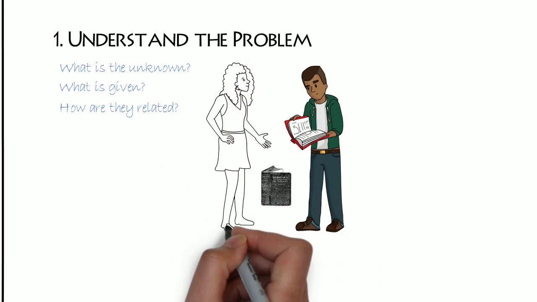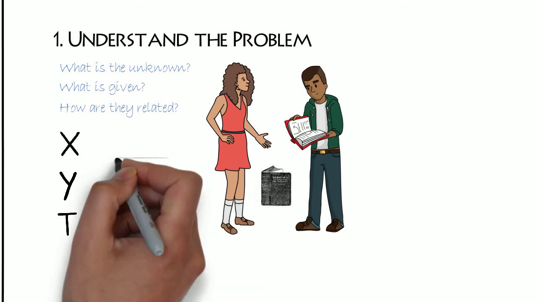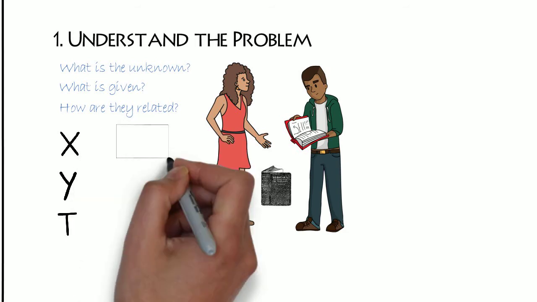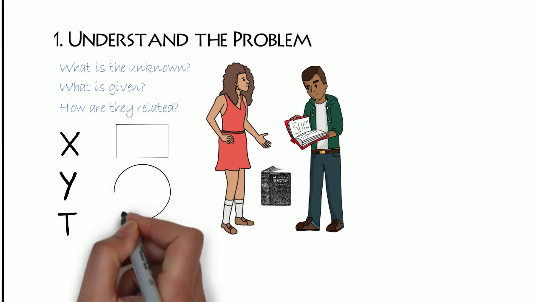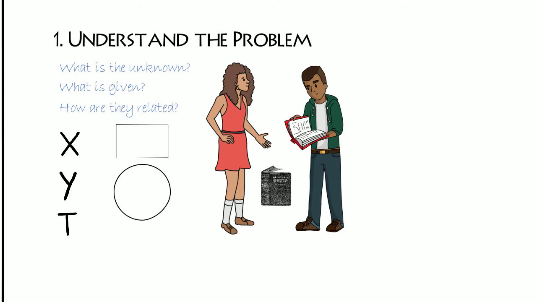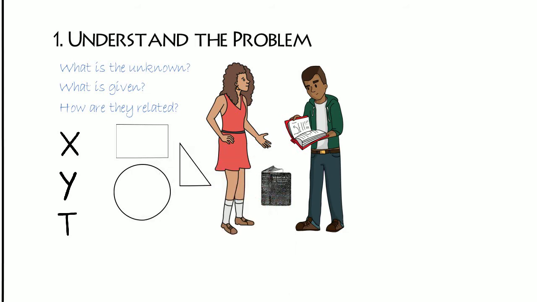Identify and label the known or given quantities and the unknown quantities. Use suitable notation for unknowns: x for a horizontal distance, y for a vertical distance, t for time. Draw a diagram, perhaps a rectangle for a rectangular garden, or picture frame, or a circle for a circular corral, or a triangle, if appropriate.